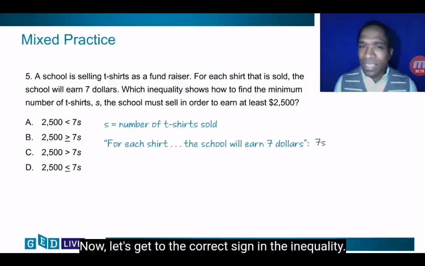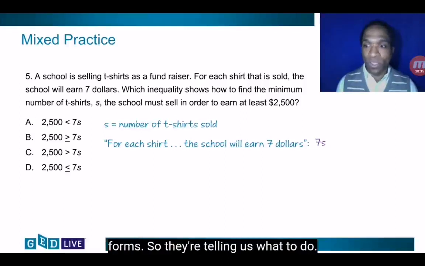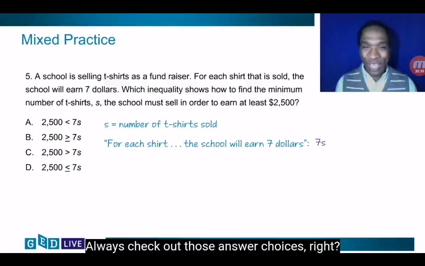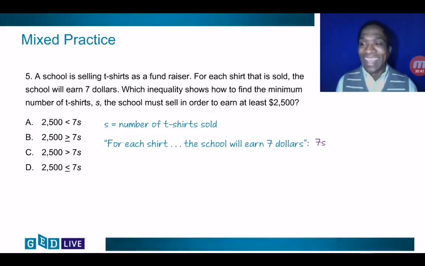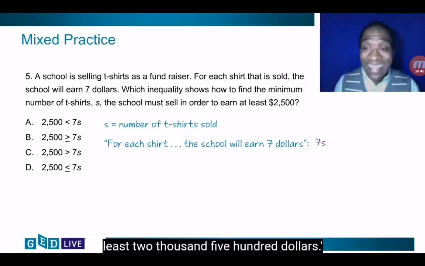Now, let's get to the correct sign in the inequality. We can see in the answer choices, we have inequality forms. So they're telling us what to do. Always check out those answer choices, right? Now, the end of the stem says, at least $2,500.